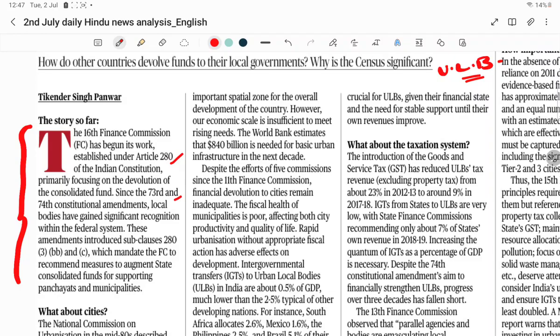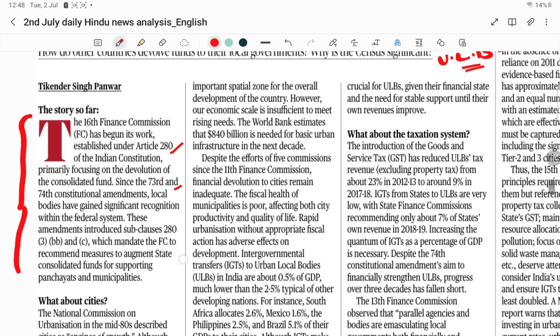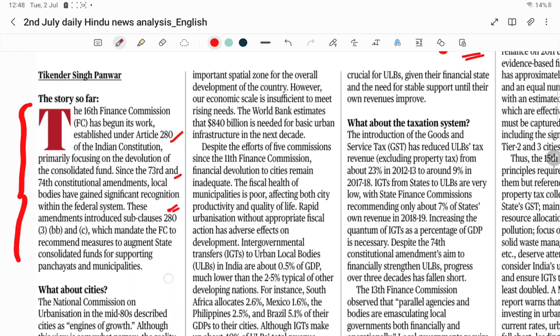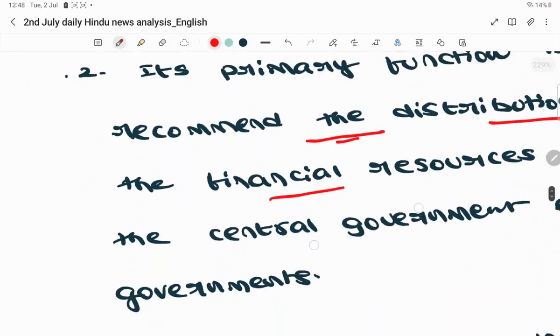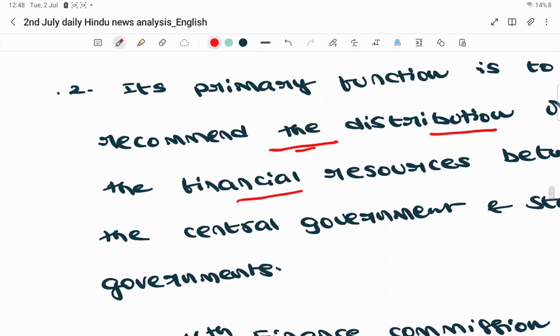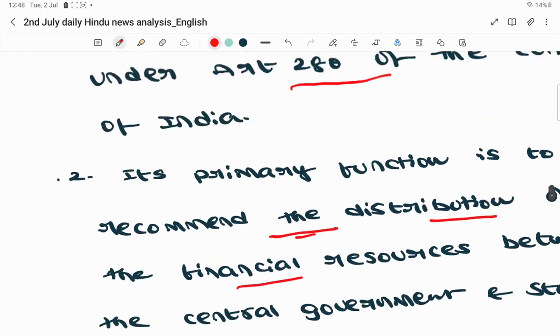Since the 73rd and 74th constitutional amendments, what are they associated with? 73rd is associated with the panchayats, 74th is associated with the municipalities. Since they have given a recognition within the federal system, these amendments have introduced new subclauses to Article 280, which mandate that the Finance Commission should recommend measures to increase the state consolidated funds for supporting the panchayats and municipalities. This is what we have read here, right? It should suggest measures to increase the state consolidated funds, so that they can have more devolution to the panchayats as well as the municipalities.